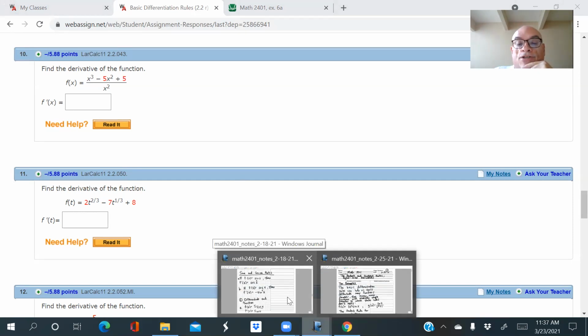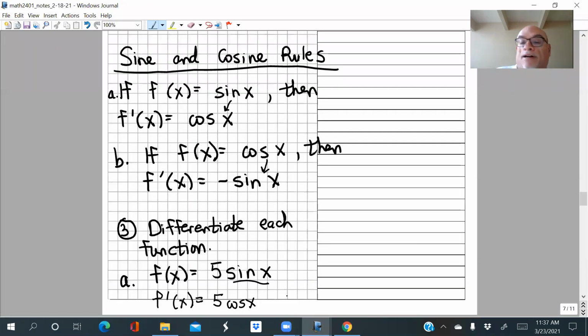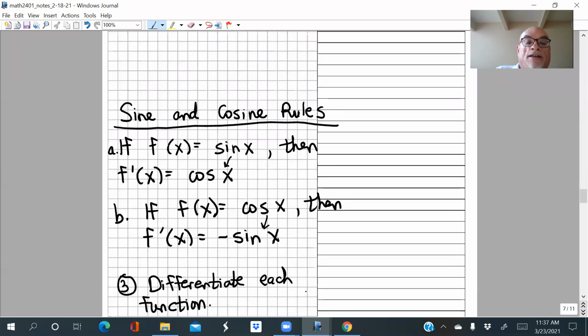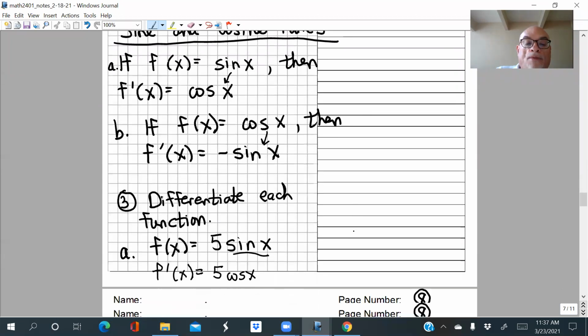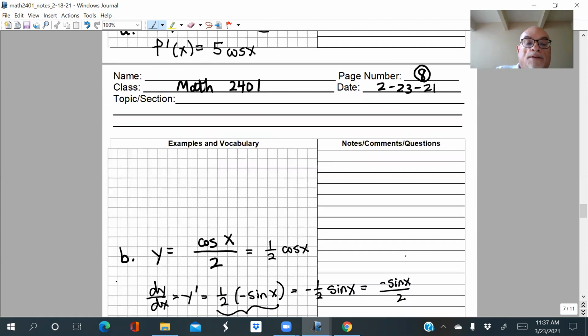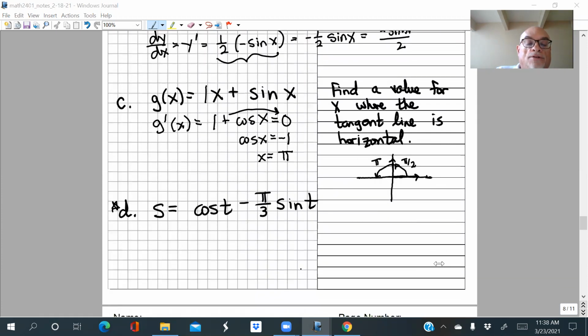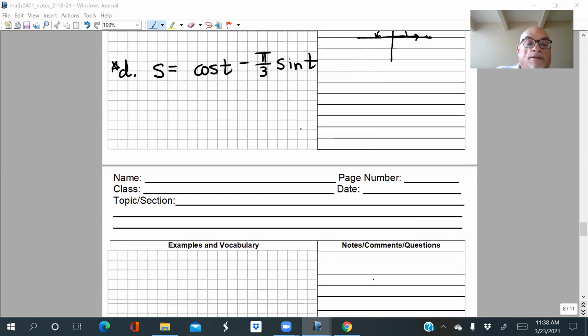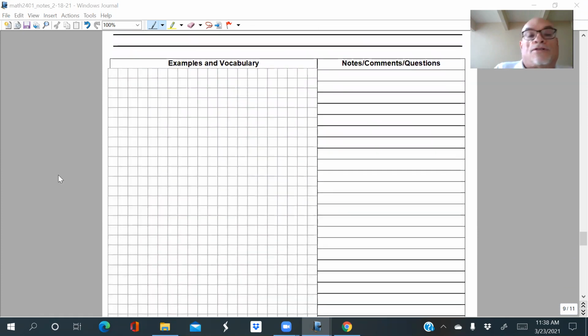Okay, so let me switch over here so I can have a place to write. And see if I can scroll down to, if I have any blank paper here. Oh, great. Okay, so here's some blank paper.